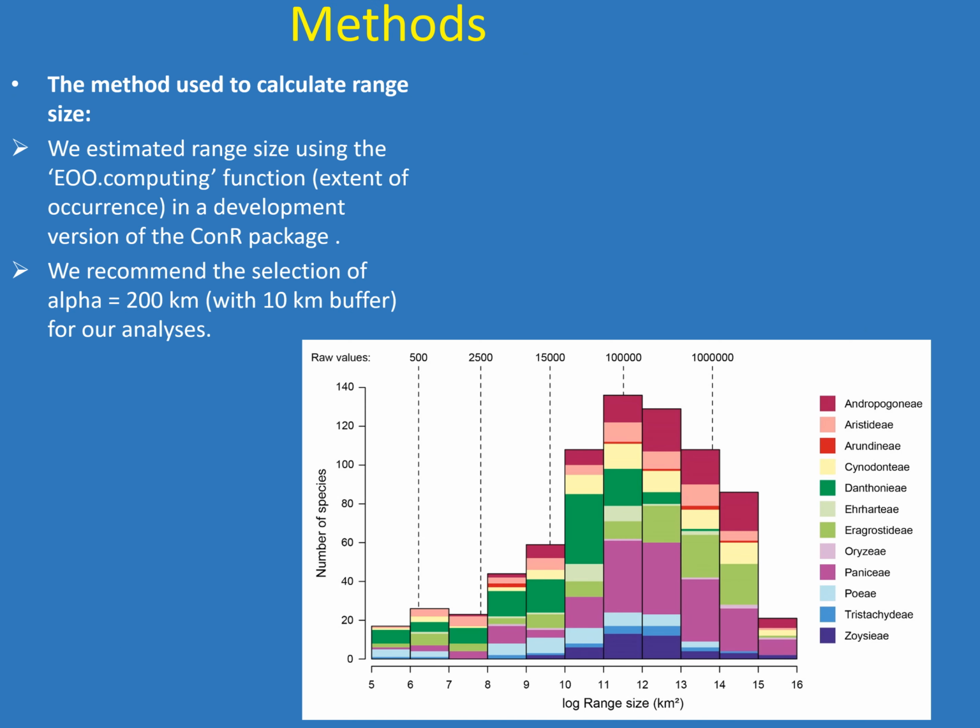Methods. The method used to calculate range size is alpha-hull. So we estimated the range size using the EOO computing function in the development version of the ConR package. We recommend the selection of alpha equals 200 km with a 10 km buffer for our analysis. The tribe level range size distribution is indicated by the stacked color bands. You can see here in this histogram, the colors are showing the tribes.